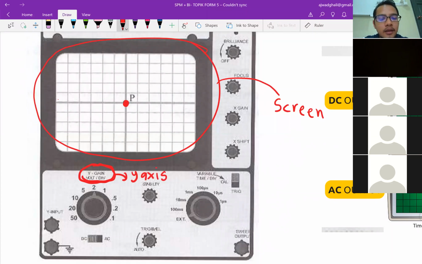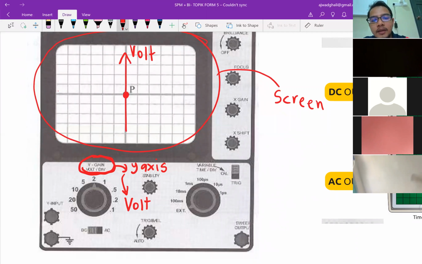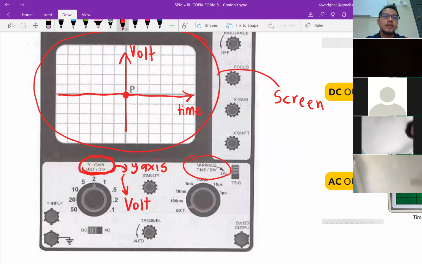So the Y axis will tell you about the volt. Y axis is volt. And the time variable is in the X axis. So the X axis will give you time or period.